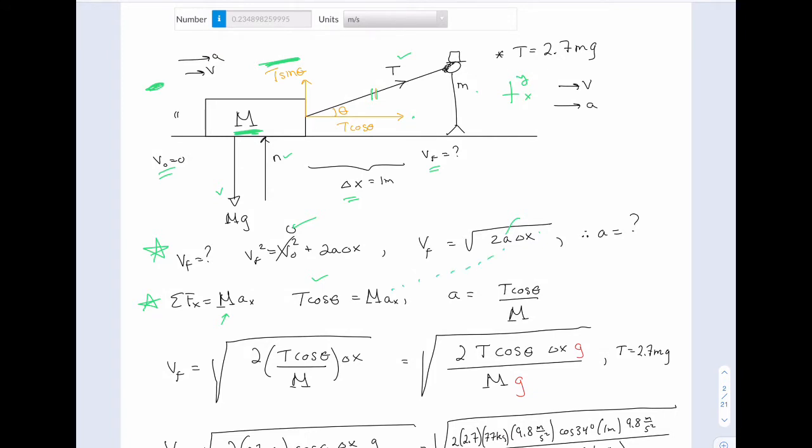Okay, so I solve this for a. I'll call this equation 1. That's equation 2. So I'm going to take equation 2 and put it into equation 1 for A. So V final is 2A delta x. So this whole thing here is A, my T cosine over capital M.